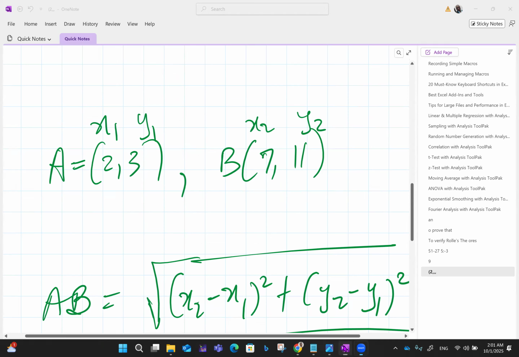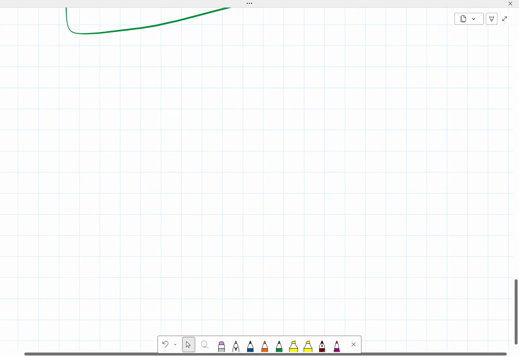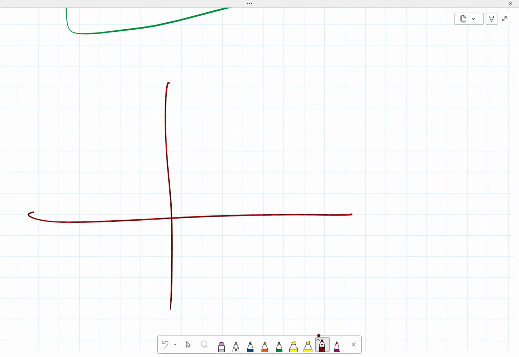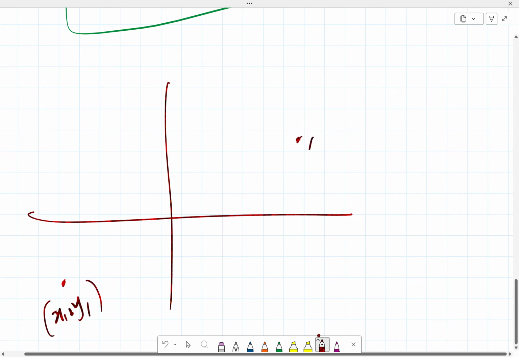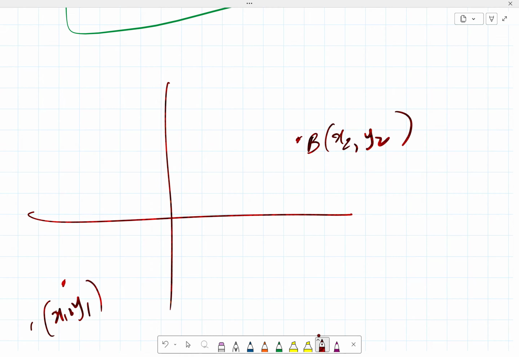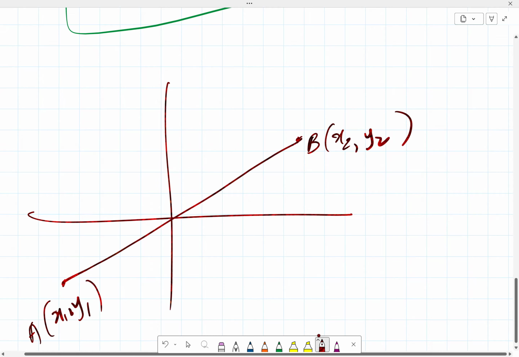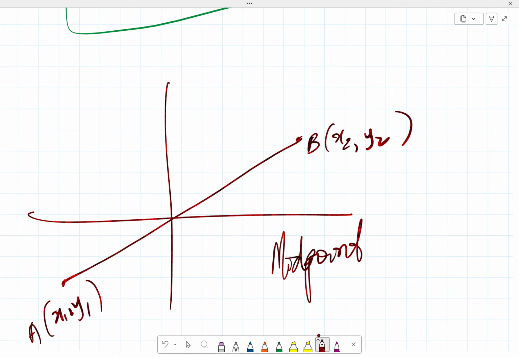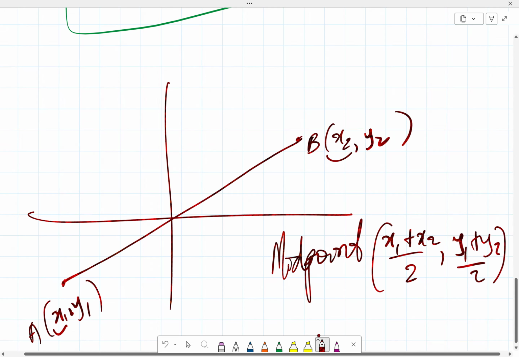So talking about midpoints now, if we take it back here, say point A is here, x1, y1, and point B is here, x2, y2, right? So this is A, this is B, and this is the line joining both of them. If you want to get the midpoint of this, we're saying that basically the midpoint would be (x1 plus x2) divided by 2, then (y1 plus y2) divided by 2. So that's the midpoint, somewhere around here.